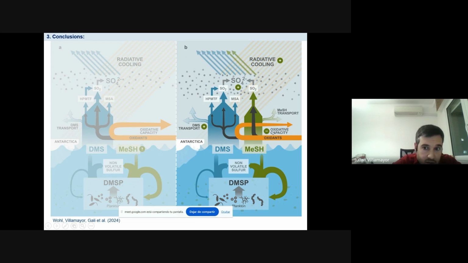Besides this, the methanethiol effect on the atmosphere oxidative capacity can also potentially affect other atmospheric species that contribute to the radiative balance, such as halogens, methane, or secondary aerosol formation. So our results highlight the importance of including the methanethiol in global climate models for an accurate assessment of the atmospheric oxidative capacity and also the radiative balance, particularly in future scenarios of global warming as the anthropogenic sulfur emissions continue to decline.